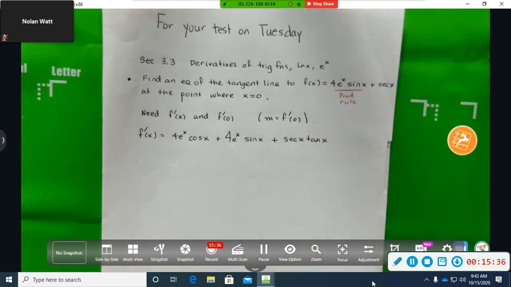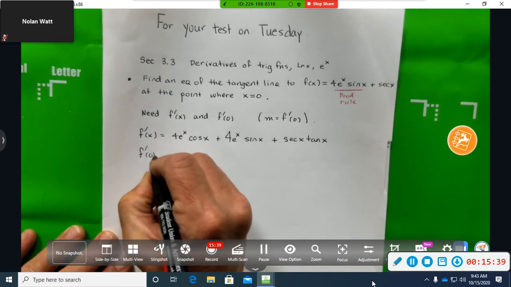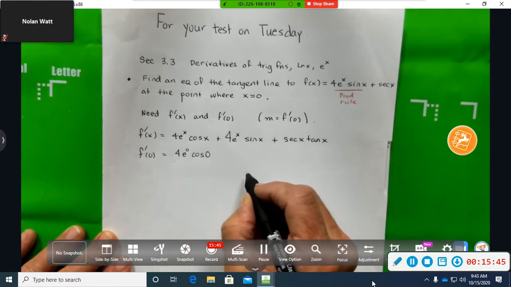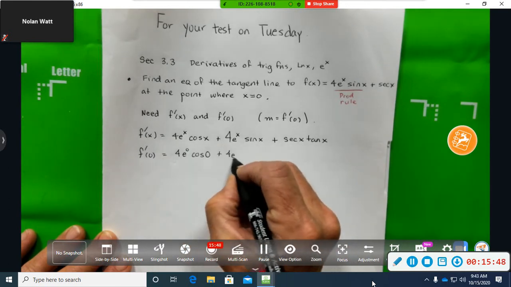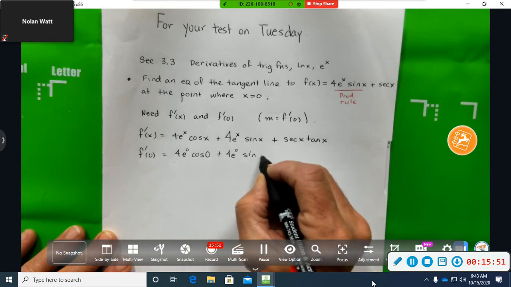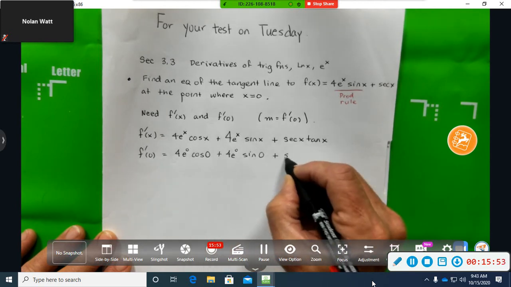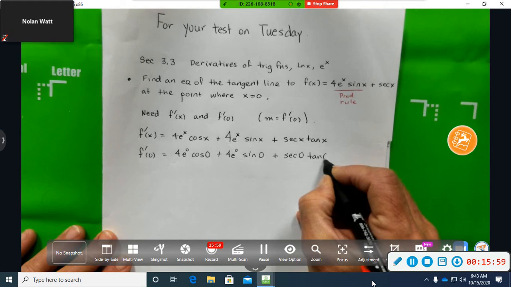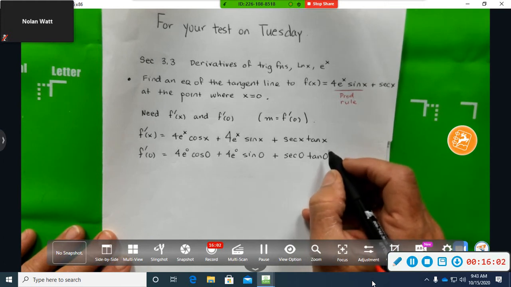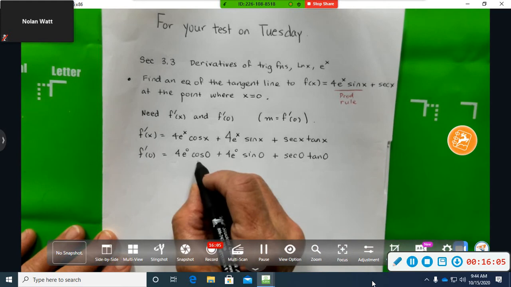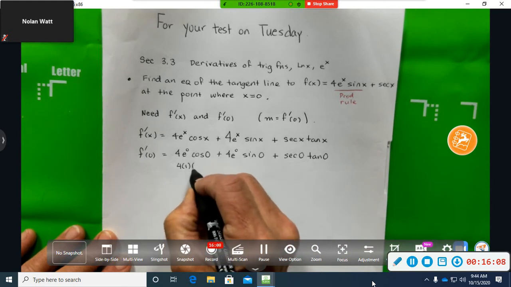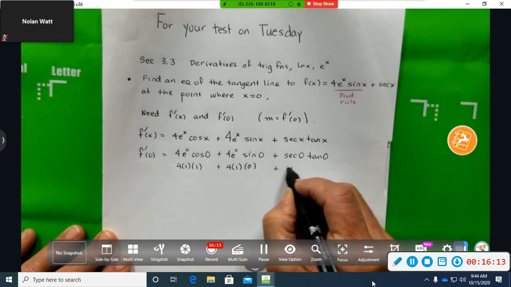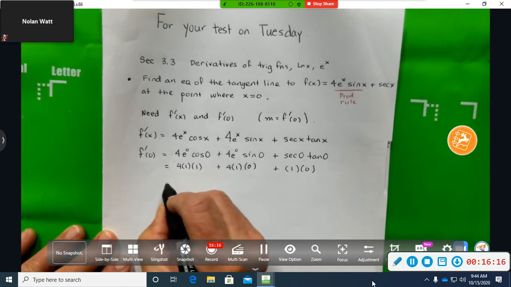Now we're going to plug 0 in for each x. E to the 0 is going to be 1. Cosine of 0 is going to be 1. But sine of 0 is going to be 0. Secant of 0 is the same as the reciprocal of the cosine of 0. That's 1. Tangent of 0 is 0 because it's sine divided by cosine. So we've got 4 times 1 times 1 plus 4 times 1 times 0 plus 1 times 0. And that's what gives us a slope of 4.